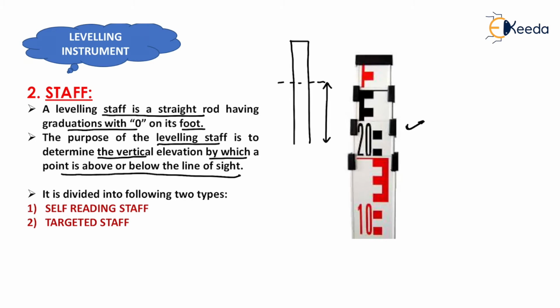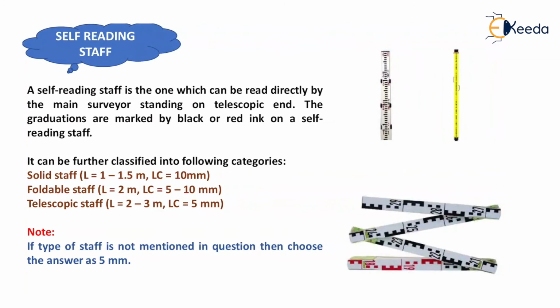Now it is generally used to determine the vertical elevation by which a point is above or below the line of sight. Now it is generally divided into the following two types. First one is self-reading staff and the next one is targeted staff. Now what do you mean by self-reading staff? A self-reading staff is the one which can be read directly by the main surveyor standing on telescopic end. The graduations are marked by black or red ink on a self-reading staff.